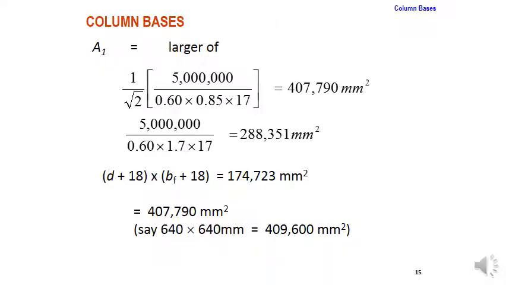So you can calculate A1, that will be the larger of the first equation and the minimum criteria 1 and 2 that we have been discussing earlier. Out of these, the maximum one is from the first one, that is 407790. So you are taking the square root of it and getting 640 by 640. Whatever value you get after taking the square root, you round it up, and finally you are getting 409600. That will be the actual A1 now, and this will be the B, and this will be the N. So in the later calculations, you can use these values.